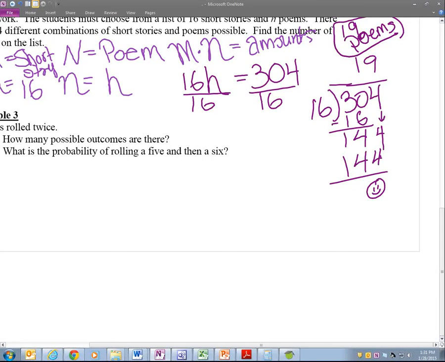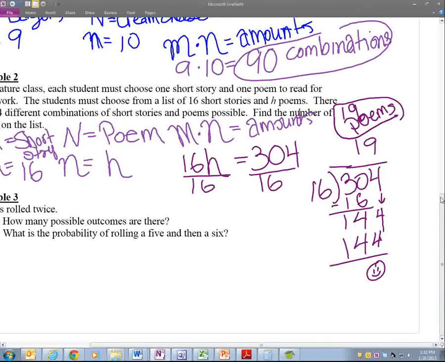When you're done, see what I got circled here? That's what you should have. Nope. The question asked is how many poems are there on the list? You got to answer the question that's being asked.